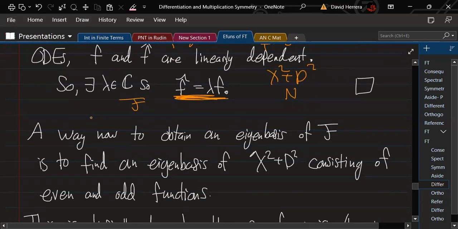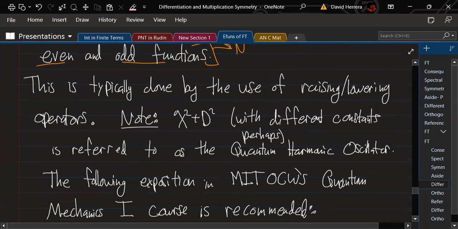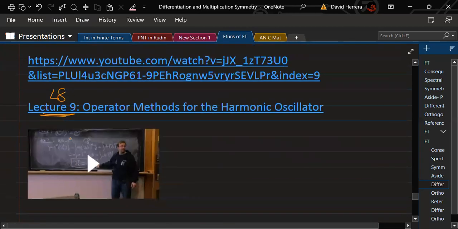Now, the key thing about that story, so anyway, let's continue. Based off what we said, a way to obtain an eigenbasis for the Fourier transform is to find an eigenbasis for this, consisting of even and odd functions. That's just Fourier transforms of eigenfunctions of N. And it turns out, yeah, this is the thing that I jumped down to with this discussion here.